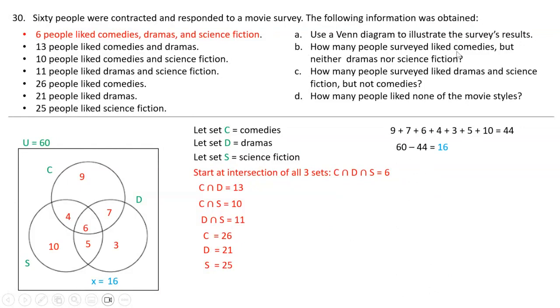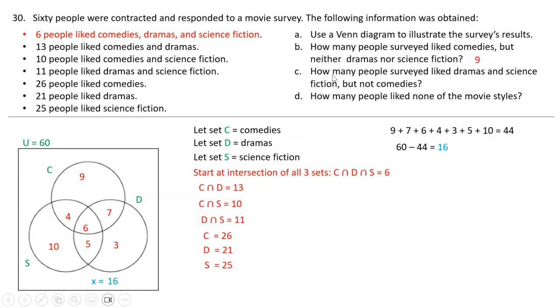It says, how many people surveyed like comedies? Okay, let's go to comedy. They like comedies, but neither drama nor science fiction, right? So they like comedies, but they don't like dramas nor science fiction, so it's only going to be 9. There's your answer, it is 9.